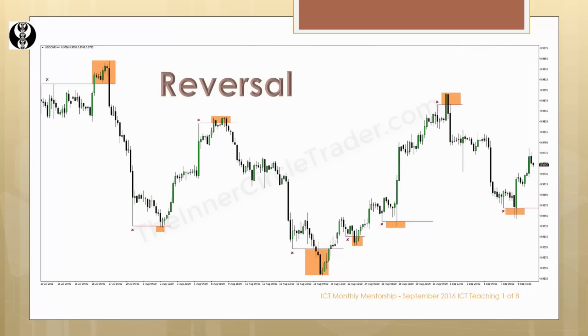Okay, and we're looking at examples of reversals here. Every X indicates where stops would be, and the market goes just above those levels and then rejects and goes the other way, or goes just below those levels where there's an X and rejects and goes the other way.